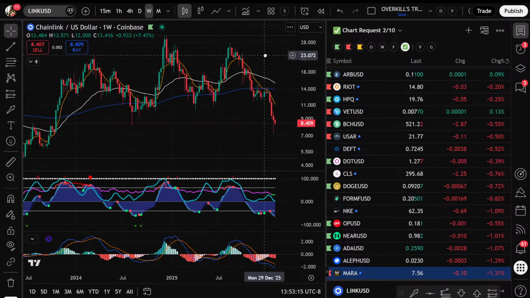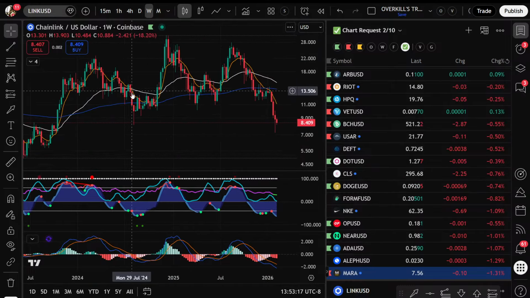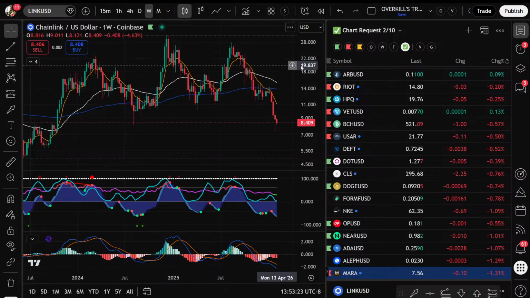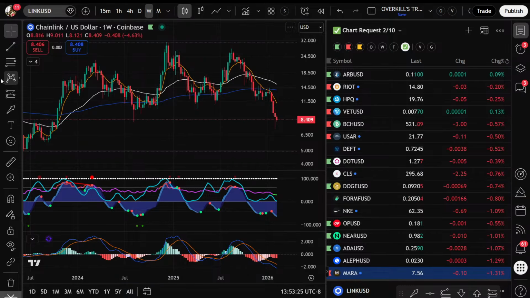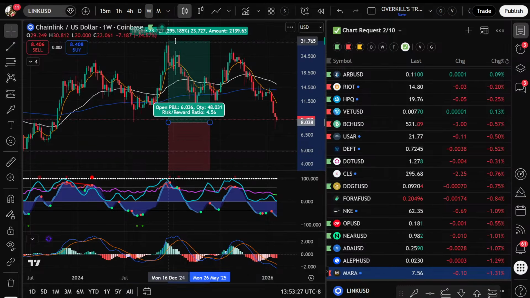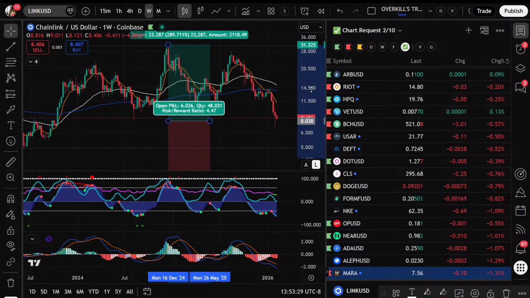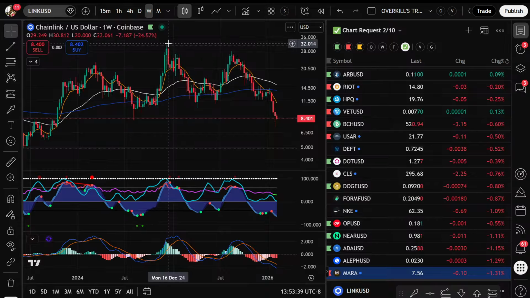Capitulation, rip it up. Very similar pattern forming here. Capitulation, send it down to the floor, and then rip it. $8 all the way up to 30. If you guys caught that bottom back here in April or August, that was a 290% move. It doesn't matter that you're down 30, 40% right now on Chainlink. It's not going to matter when it rips up 300% back here to the highs.